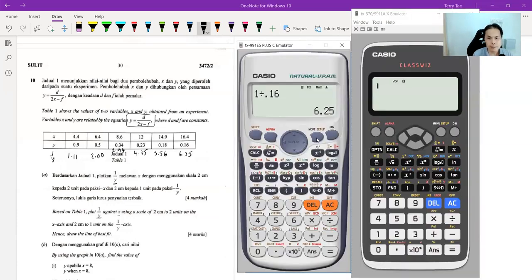So first I would reset this. I don't want 2 decimal points anymore. I'll clear this, reset all, yes. Then I'm going to key in my x values first. I press mode, go to 3 for stats, 2 for A plus Bx. Your x values are 4.4, 6.4, 8.6, 12, 14.9, and 16.4. So we have all the x values done.